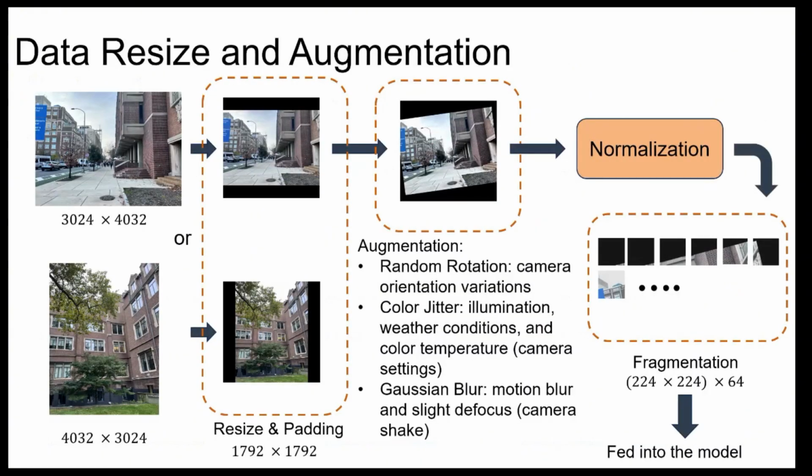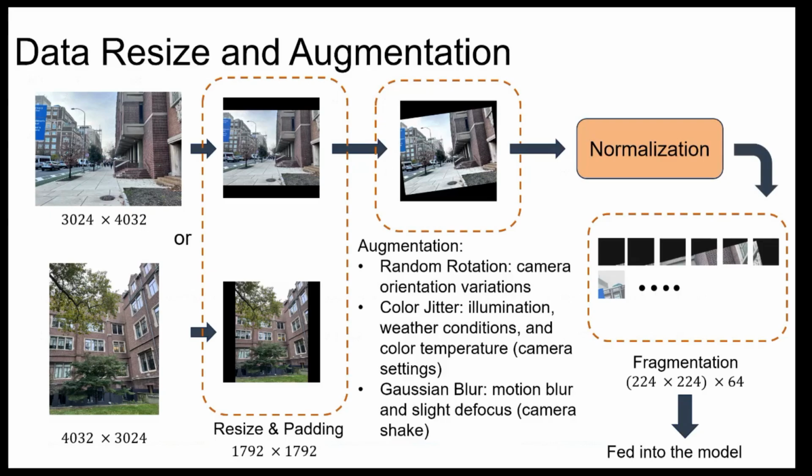This slide shows our data pre-processing and augmentation pipeline. Because the dataset contains images captured in different orientations, we first resize each image while preserving its aspect ratio. The longer side is scaled to 1792 pixels, and the shorter side is padded with zeros to obtain a square 1792 by 1792 input. This padding does not affect learning, as the model places little attention on padded regions.